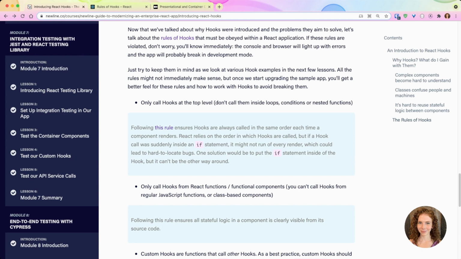React relies on the order in which these hooks are called. So if a hook was nested inside of an if statement, it might not run on every render, which could lead to very hard to locate bugs. One solution, if you do need to have some sort of a conditional with a hook, would be to put the if statement inside of the hook, but you cannot do it the other way around. React does not stand for that.